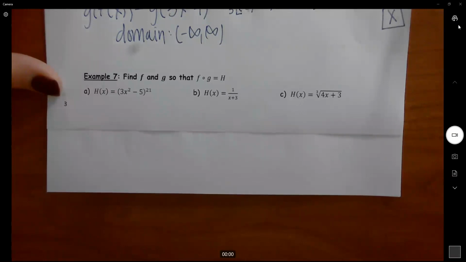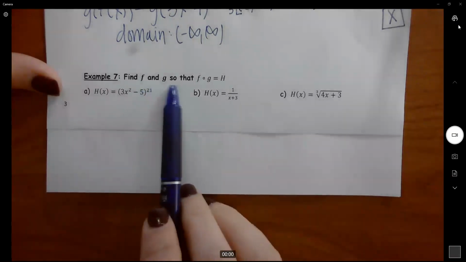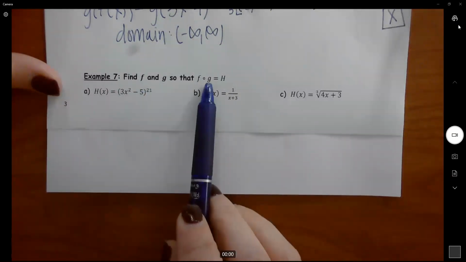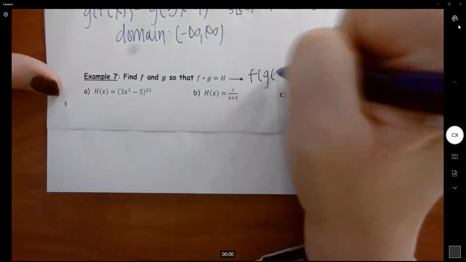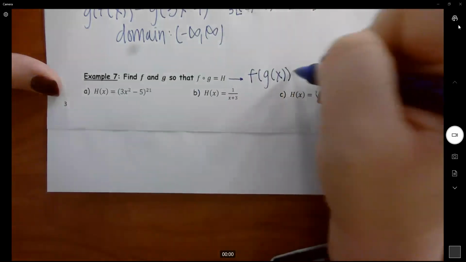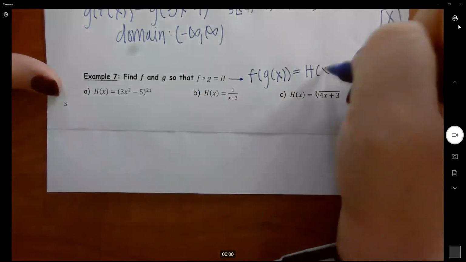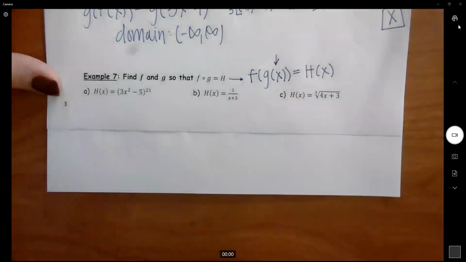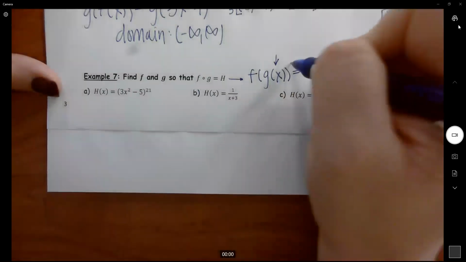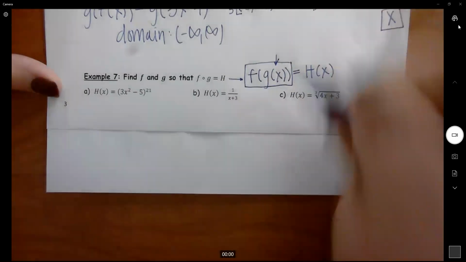Okay, just do it. Find f and g so that f of g equals h. So by definition, this is f of g of x equals my h of x. So you want g to be what you were plugging in to the big function of f.